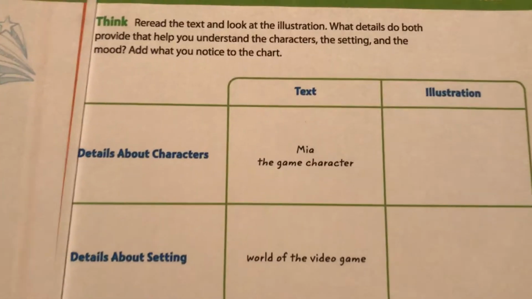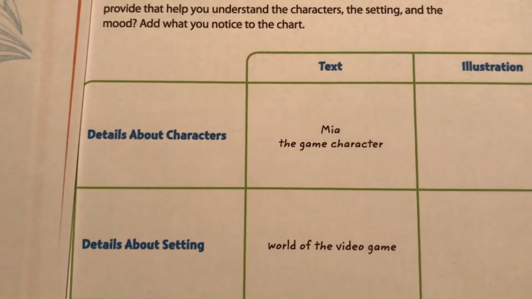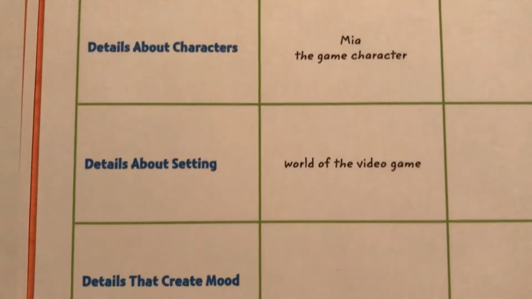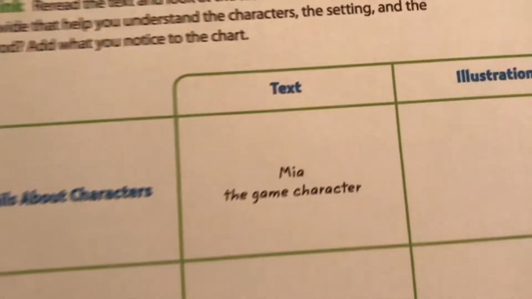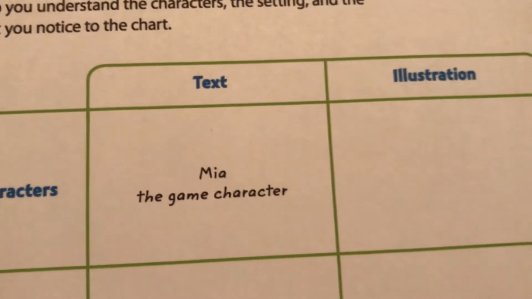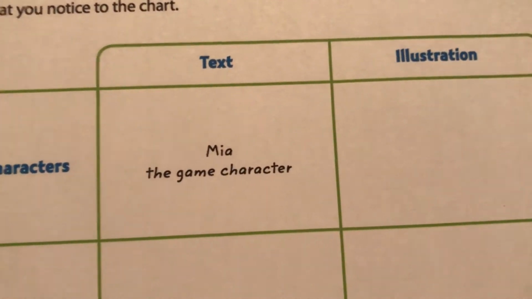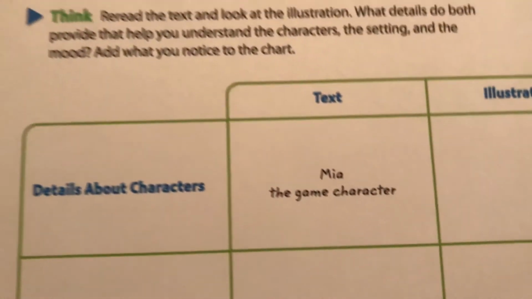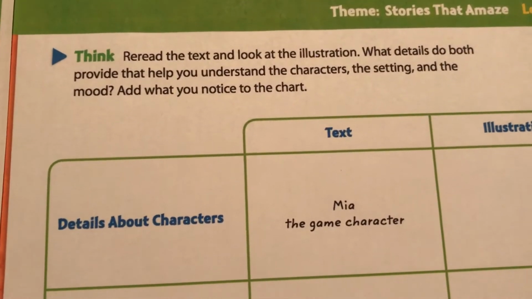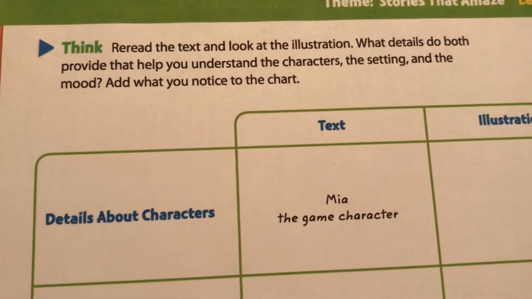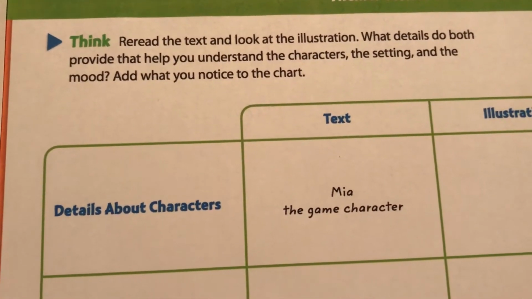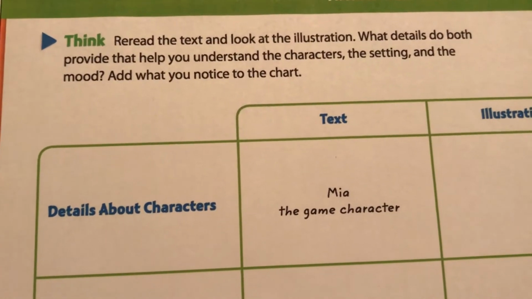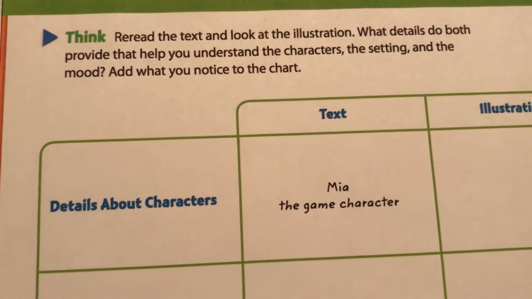Now we're going to look at how the picture and the text play into part using this little chart. The chart has details about the characters, the setting, and the mood, based on what the text says and what the illustration says. They gave us a little bit of freebies, but we're going to reread the text and look at the illustration. Which details do both provide that help you understand the characters, the setting, and the mood? And we're going to add a little extra to that.